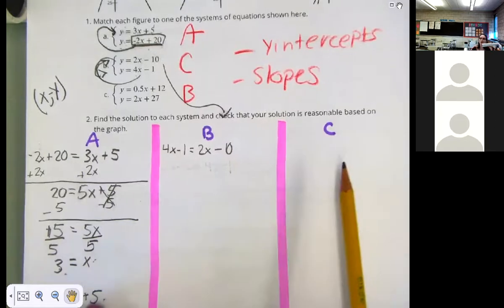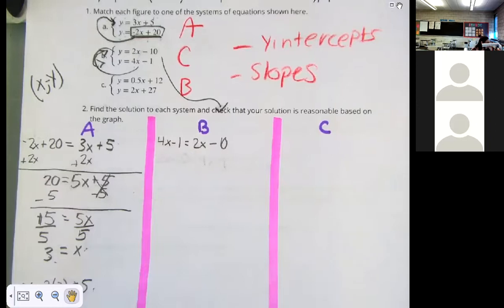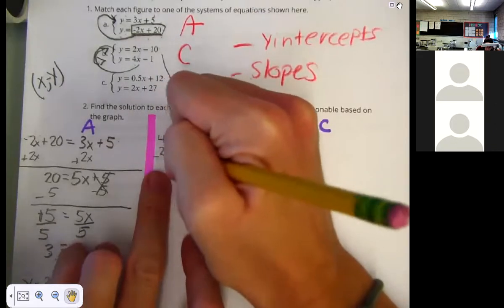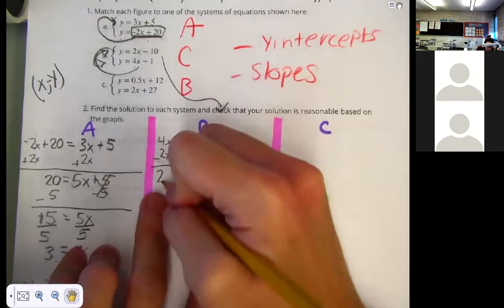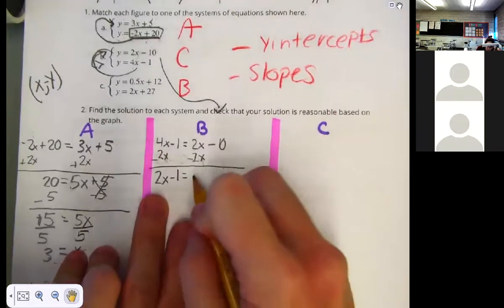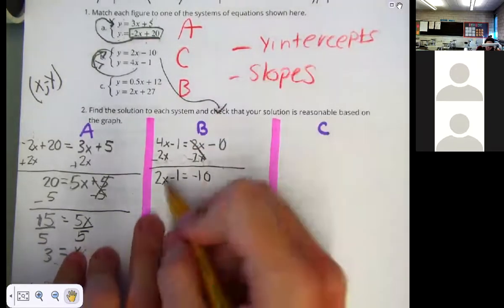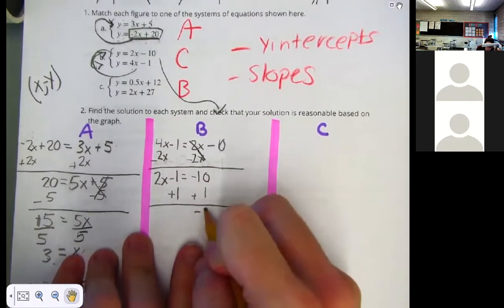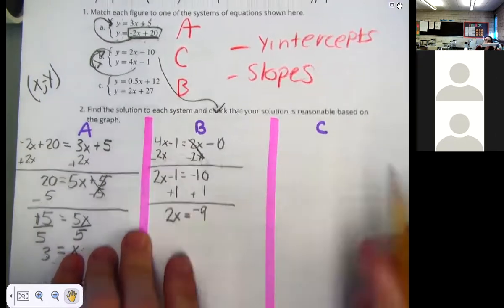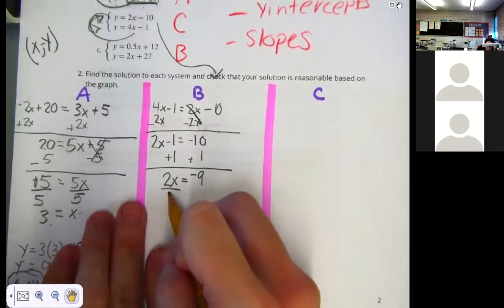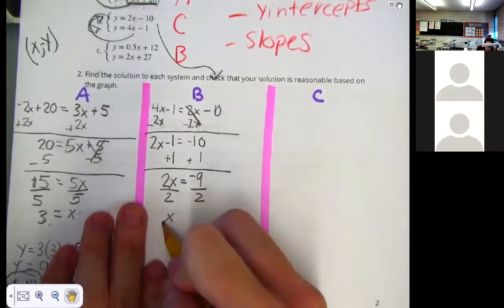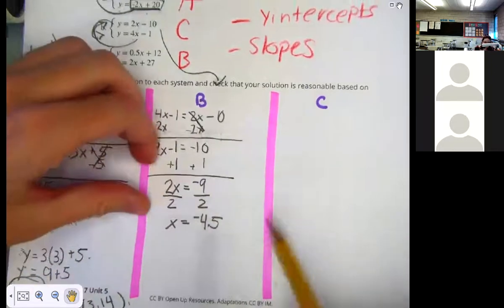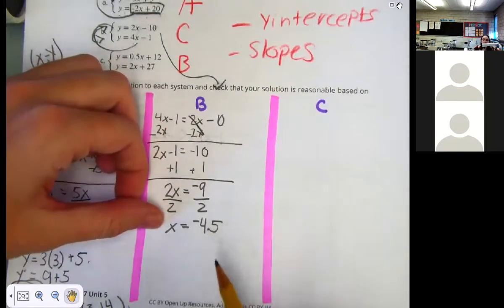If you finish early, I want you to start to think about and write down C. In this one, this x, you can write it as a decimal because it is a terminating decimal.